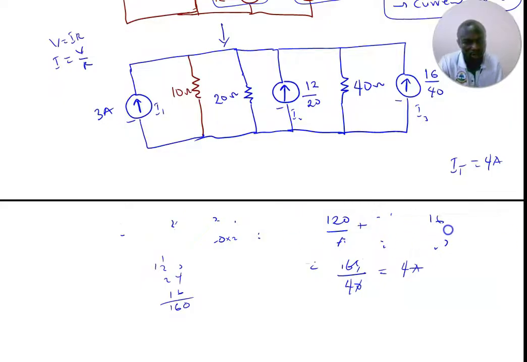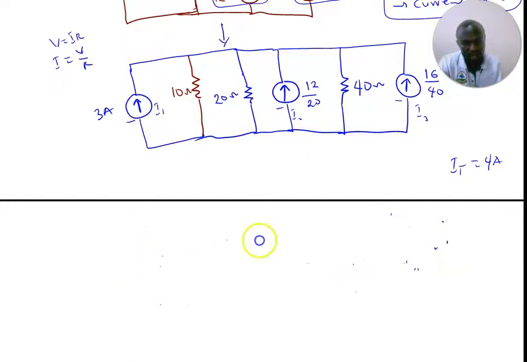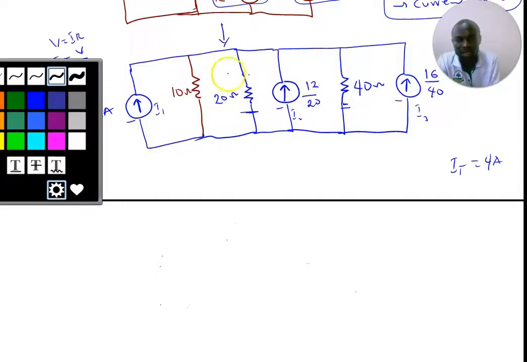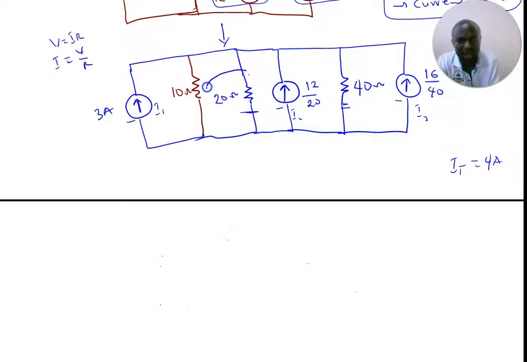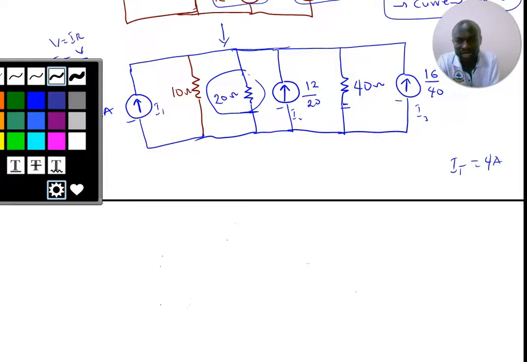What's the next thing that I need to do? I need to find the total resistance for these two. I can combine these two resistors. And how do I do that? These two, because they are in parallel. See, there is no resistor on this path. So these two resistors are in parallel connection.